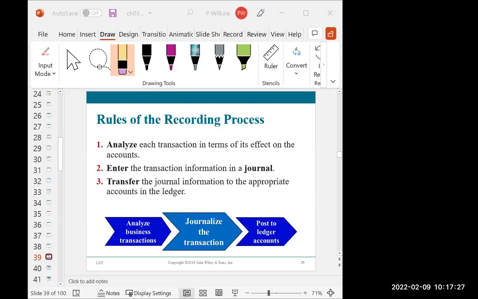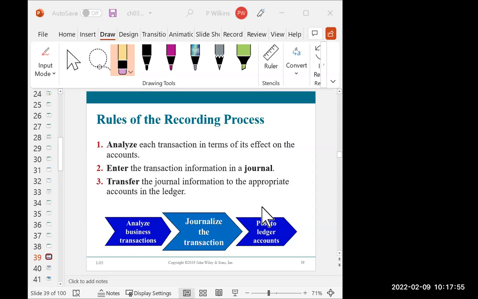All right. So what we're going to look at now is the recording process. And the way the recording process works is that we do not post directly to the ledger cards. We post to a journal, okay? What is a journal? A journal is a list of transactions, right? A list of transactions that happen.